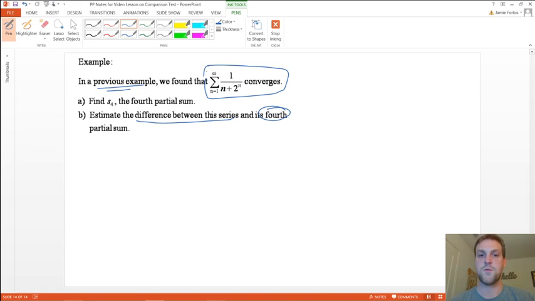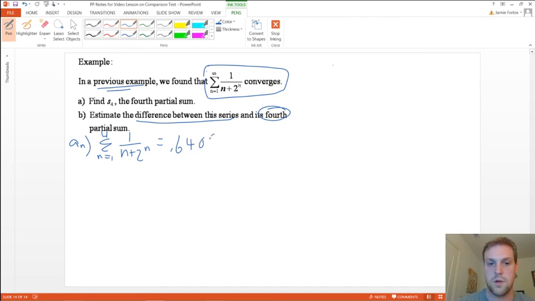So let's first figure out what that partial sum is equal to. If I did the summation from n equals 1 to 4, the fourth term, of 1 over n plus 2^n, I actually got 0.640909, and that part's just repeating. Okay, so that is an estimation of my sum with 4 terms.